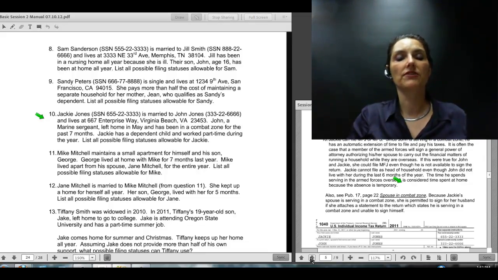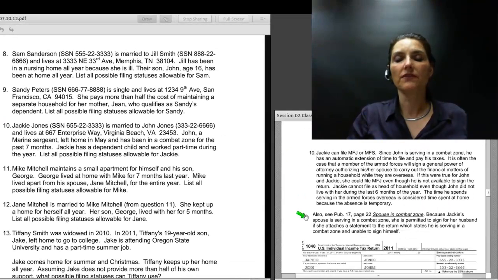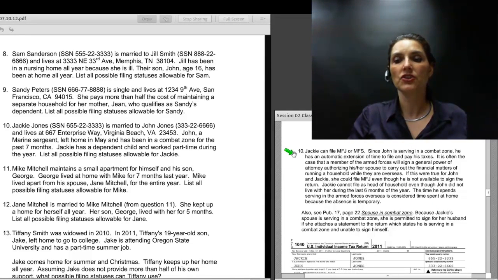So let's look at what our answer key has to say here. Jackie can file joint or separate. Since John is serving in a combat zone, he has an automatic extension of time to file and pay his taxes. It is often the case that a member of the armed forces will sign a general power of attorney authorizing his or her spouse to carry out the financial matters of running a household while they are overseas.